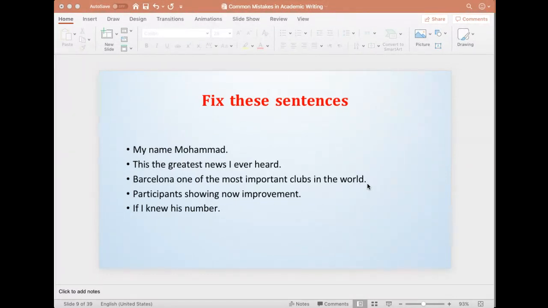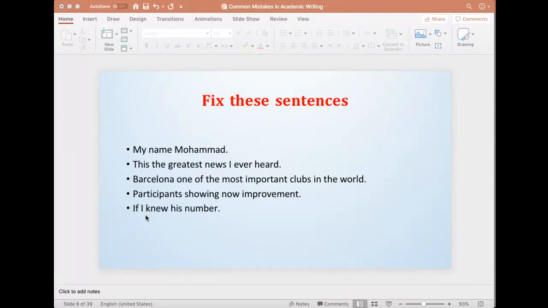This is number 4, Yusuf. Can you do number 3? Number 3 is, yeah, "Barcelona is one," exactly. And number 4, "participants showing now improvement." I would say "no improvement" here. So "participants are showing no improvements."